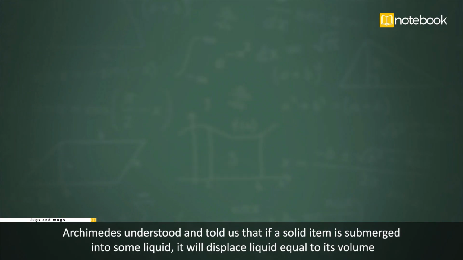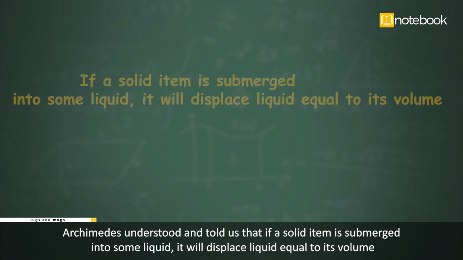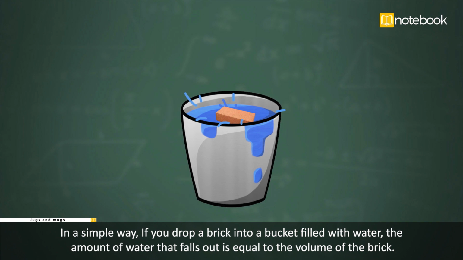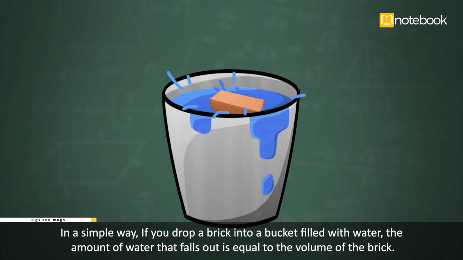Archimedes understood and told us that if a solid item is submerged into some liquid, it will displace liquid equal to its volume. In a simple way, if you drop a brick into a bucket filled with water, the amount of water that falls out is equal to the volume of the brick.